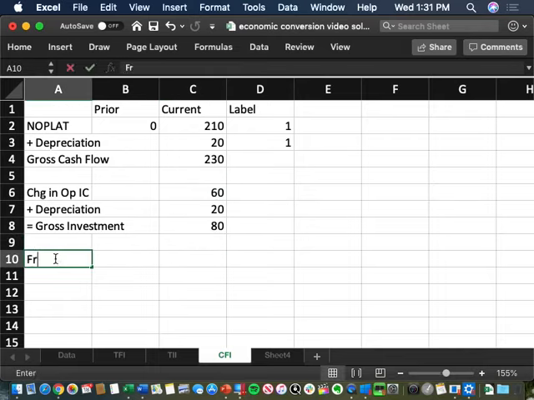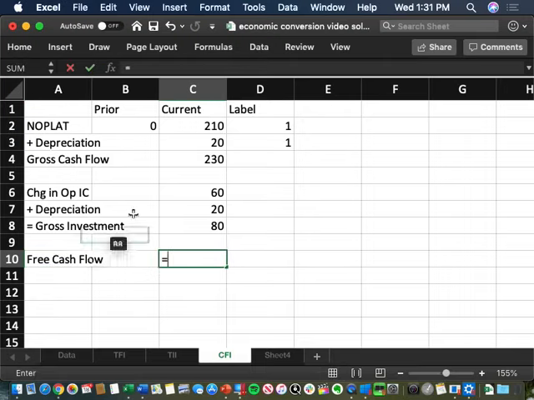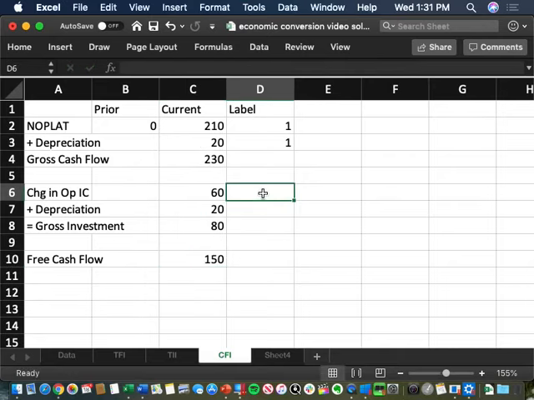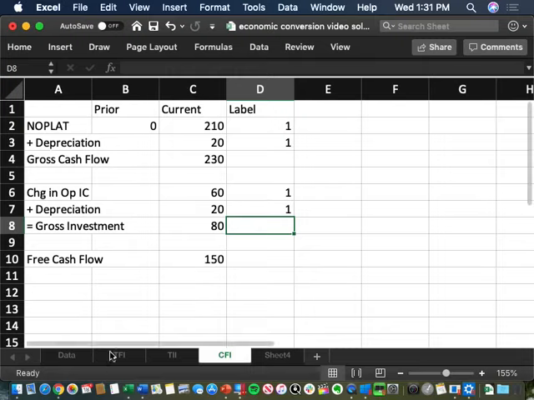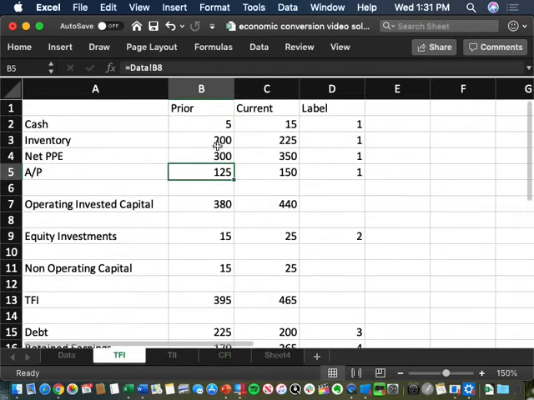And that gets us something called free cash flow. Equals the 230 minus the 80. That is our operating free cash flow. I get the 60. 60 is the change in the operating invested capital, which is the change in the working capital and the PP&E. 440 minus the 380. So we spent 60 on operating invested capital, and then there's an additional 20 that was added to CapEx.